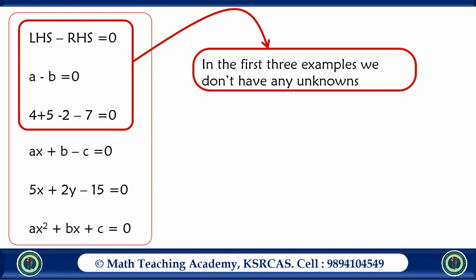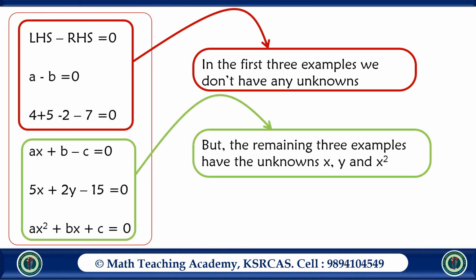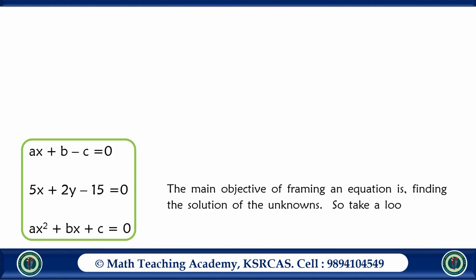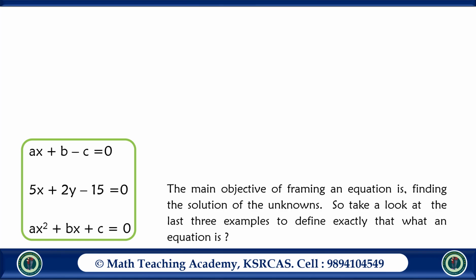Take the first three examples. In the first three examples we don't have any unknowns. Take the last three examples. But the remaining three examples have the unknowns x, y and x squared. The main objective of framing an equation is finding the solution of the unknowns. So take a look at the last three examples to define exactly what an equation is.